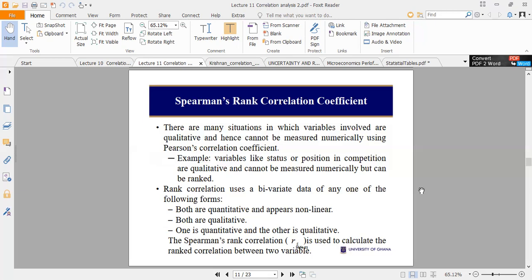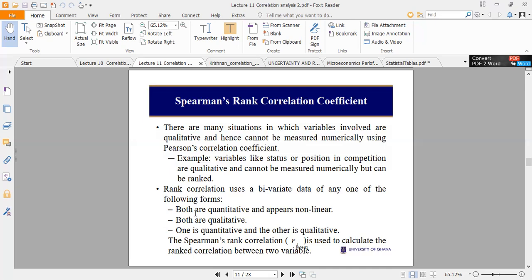Okay, it's not only ranks that we are able to use the Spearman's rank correlation coefficient for. If the data is quantitative too, we can use it. But as soon as we have ranks, it is the Spearman's rank correlation coefficient that we have to find. So this one too, it uses bivariate data. So we need X and Y. Now, these are the conditions under which we can use the Spearman's rank correlation coefficient. If both X and Y are quantitative and they have to be nonlinear, okay?